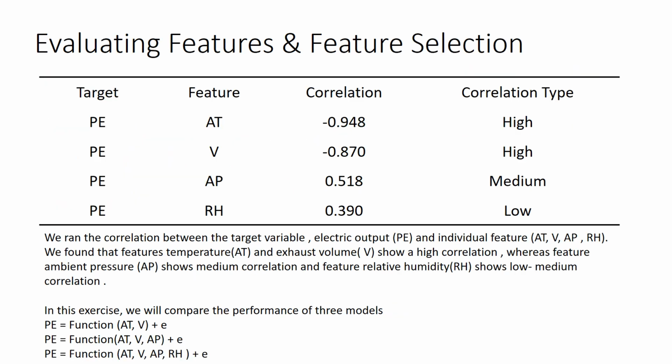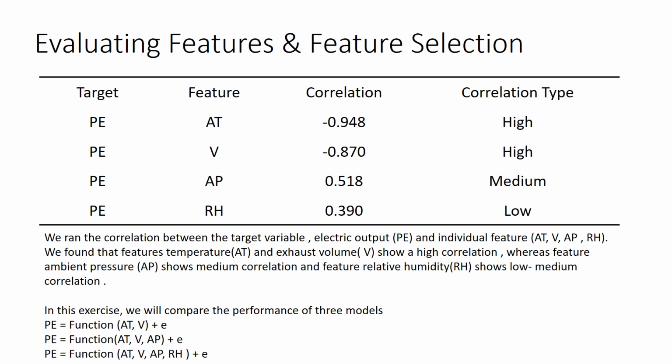The first part of the project is evaluating the features and doing feature selection. We ran the correlation between the target variable, electrical output, and individual features, which are temperature, volumes, ambient pressure, and relative humidity. We found that the features temperature and exhaust volume show a high correlation, whereas feature ambient pressure shows a medium correlation, and the feature of relative humidity shows low to medium correlation. In this exercise, we will compare the performance of three models.